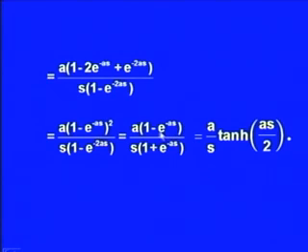A over s times e to the power as by 2 minus e to the power minus as by 2 divided by e to the power as by 2 plus e to the power minus as by 2, which we know denotes the tan hyperbolic of as by 2. So, we have the Laplace transform of the given square wave function as a over s into tan hyperbolic as by 2.